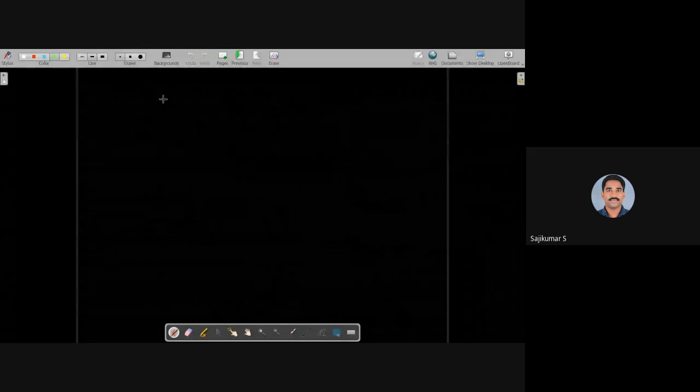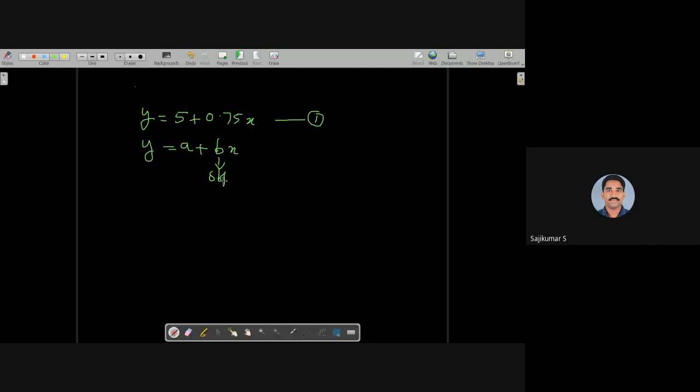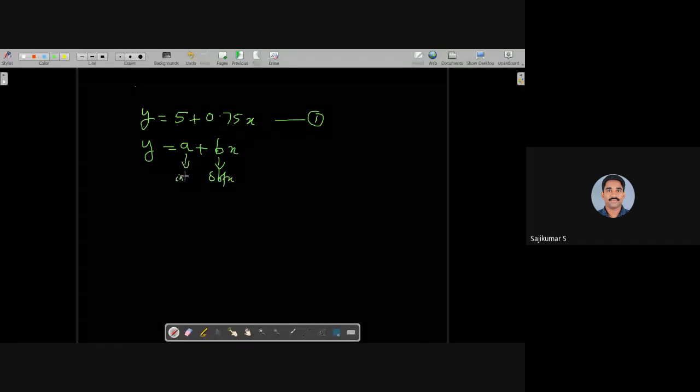For the 9 observations, we can see the corresponding relationship of the form y is equal to 5 plus 0.75x. So this is our equation number 1. This is of the form of our regression line, where b is the slope, and this is called the intercept. Here it is called the y-intercept for regression of y on x.